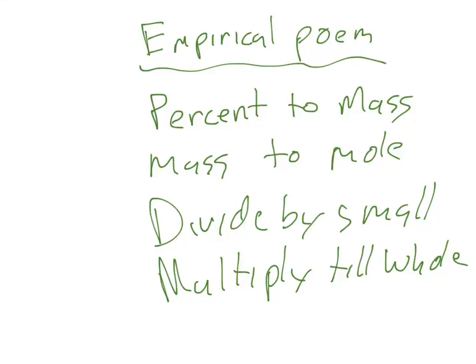All right, let's go ahead and do some practice problems with empirical formulas. Before we get started, I want you to write down this poem that helps us with doing these problems. The poem is: percent to mass, mass to mole, divide by small, multiply till whole. Go ahead and pause the video and write down this poem, because we will be using it to help us with these practice problems.